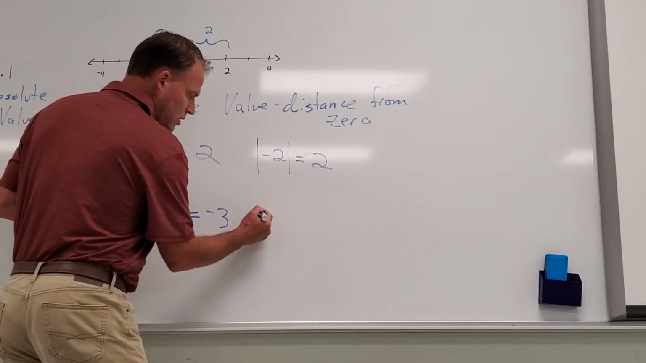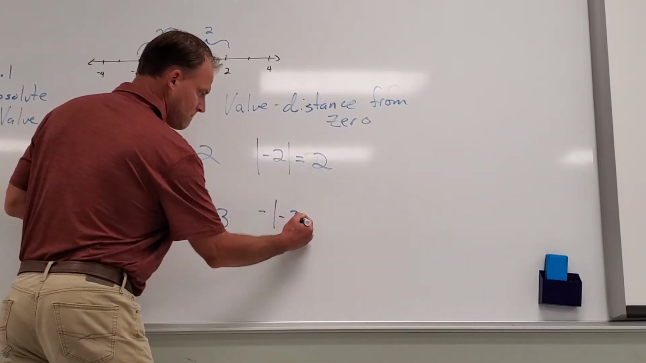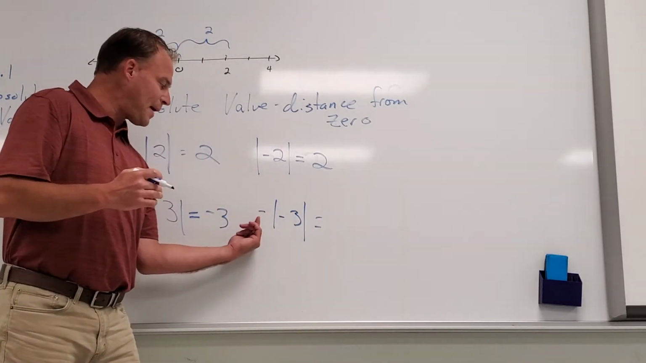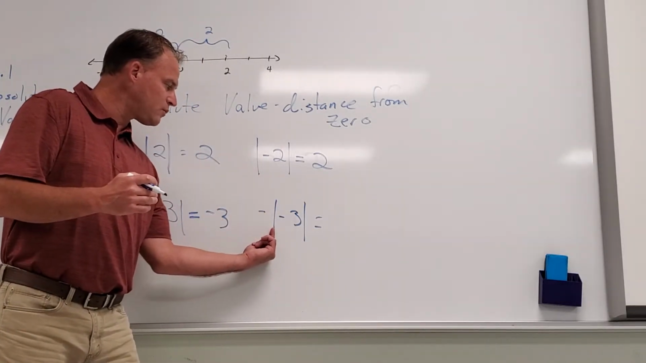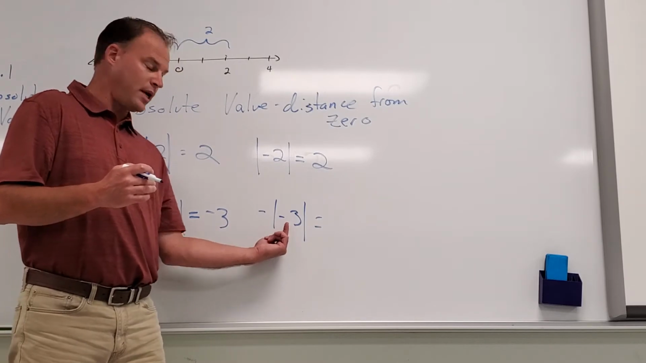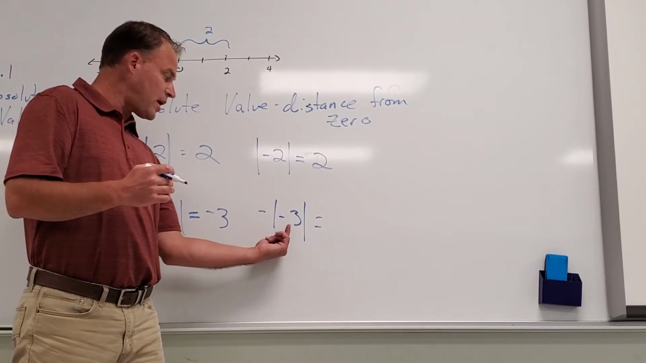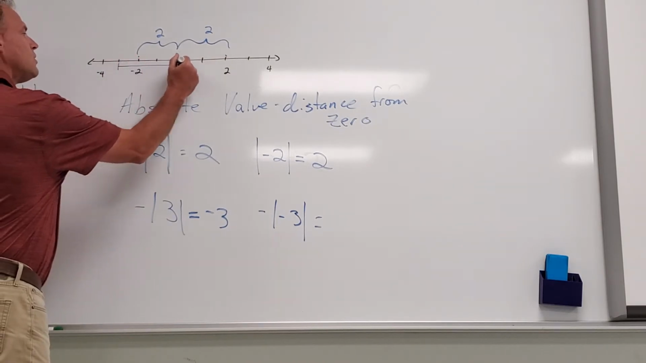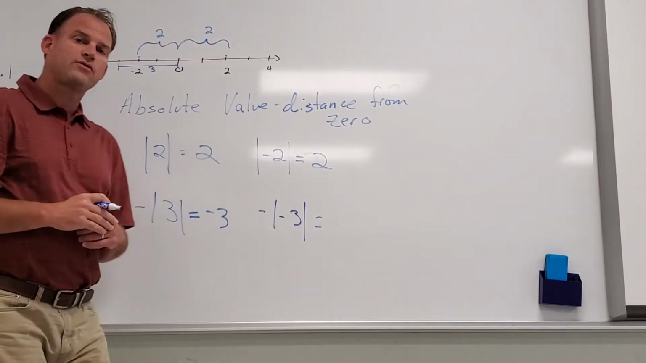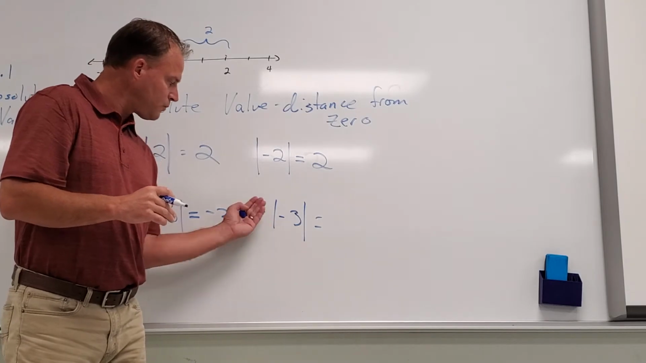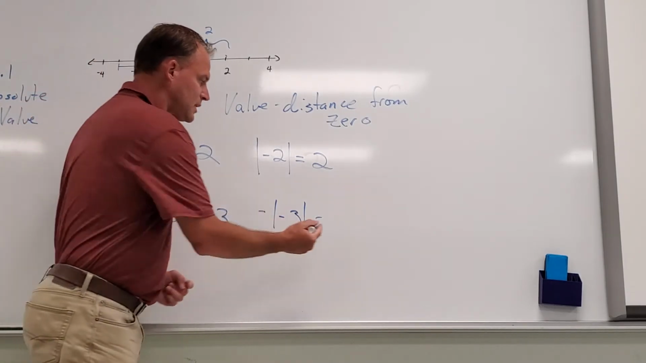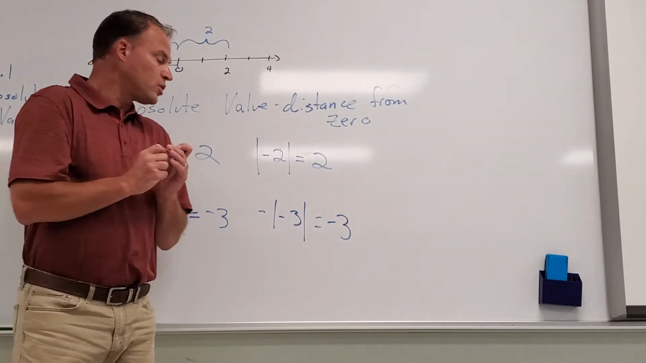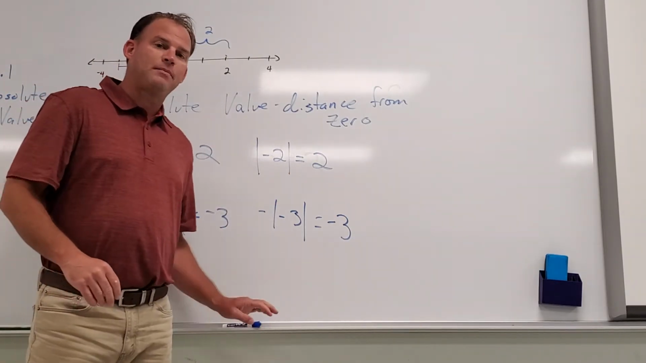So take a look at one like this. I want the opposite of the absolute value of negative 3. Opposite of the absolute value of negative 3. So negative 3 is right here. It is 3 units from 0. So the absolute value is 3. The opposite of that is negative 3. So those are the basics for absolute value.